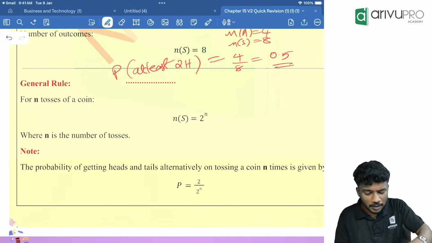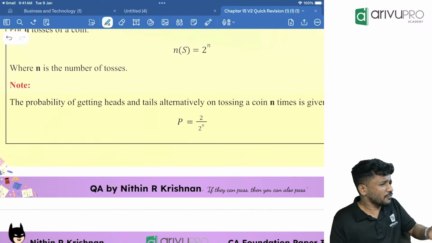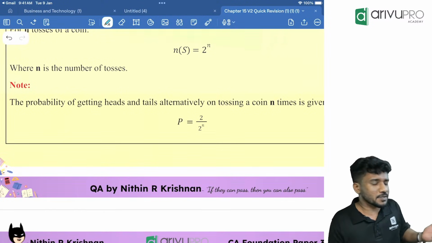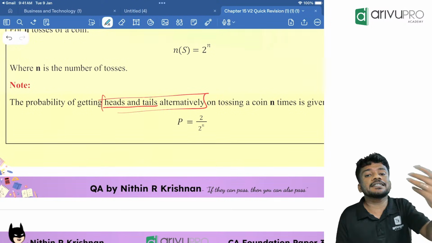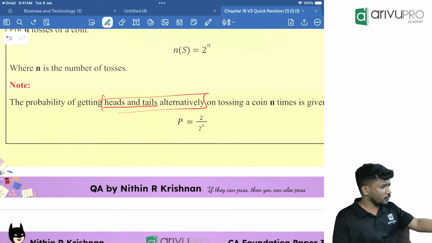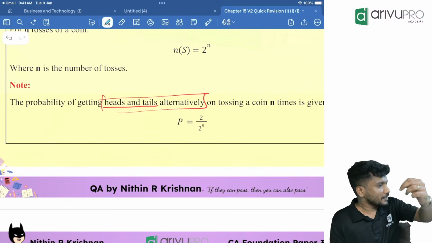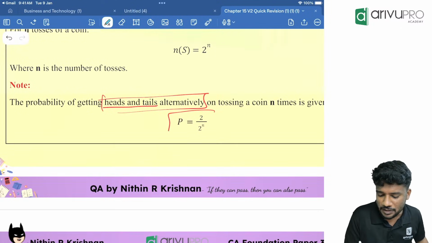Now coming to the case when we toss a coin n times, what is the probability of getting heads and tails alternatively? Alternatively means what? First time I toss, I'll get head. Second time, tail. Then head. Then tail. Then head. Then tail. Likewise, alternatively. There is an easy shortcut formula.